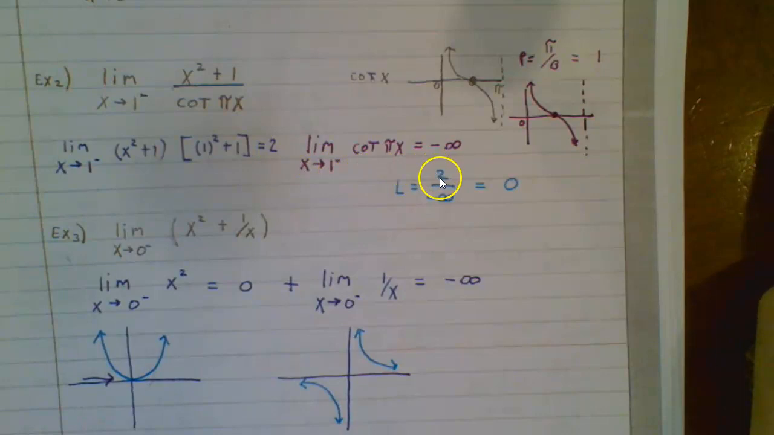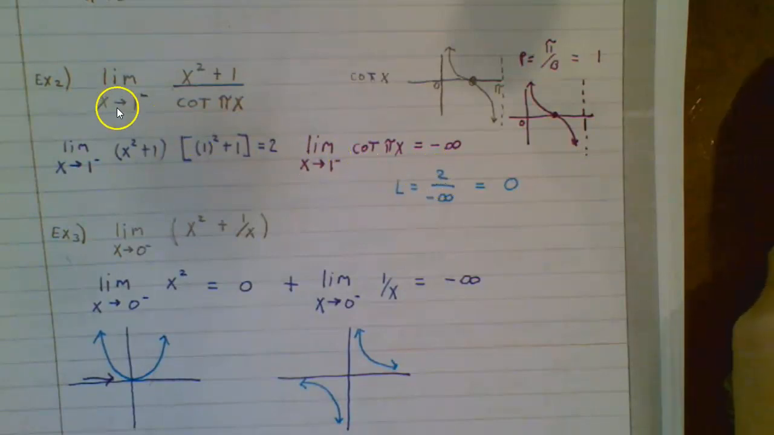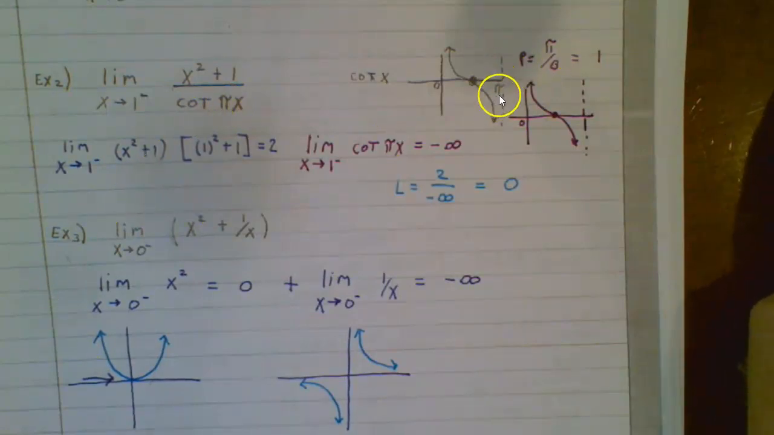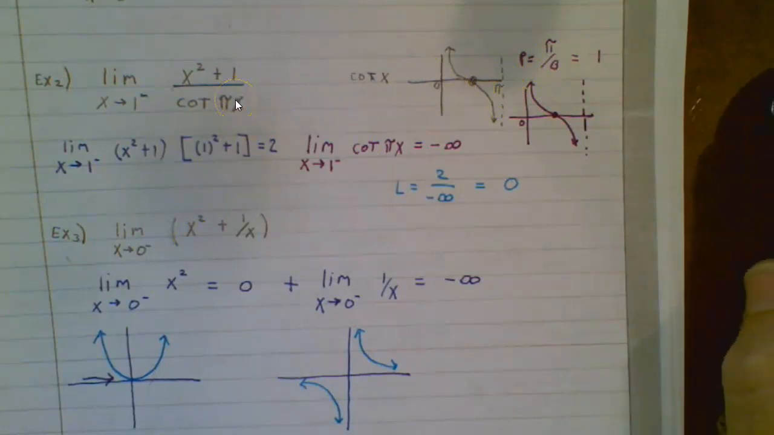So that's going in right here as my numerator limit. As far as the bottom goes, I cannot use direct substitution because if you put a 1 in for this, the cotangent of pi is undefined. As you can see right here, there's an asymptote right there. So it's undefined at pi, it's undefined at 0. So I can't use direct substitution on that.